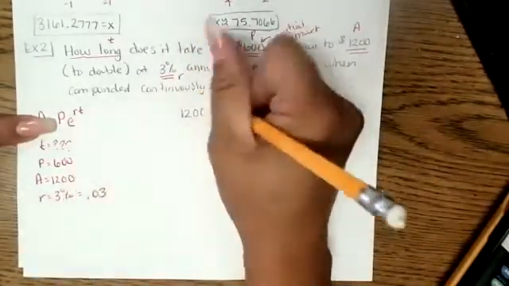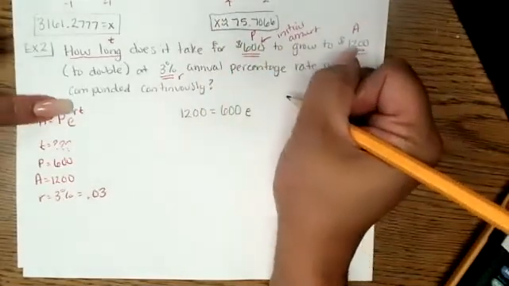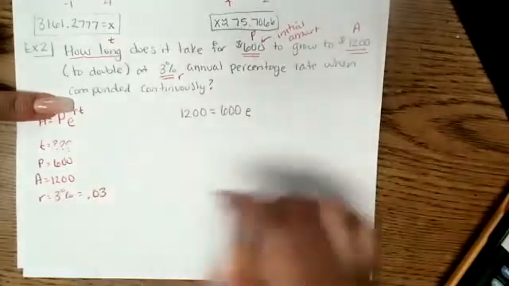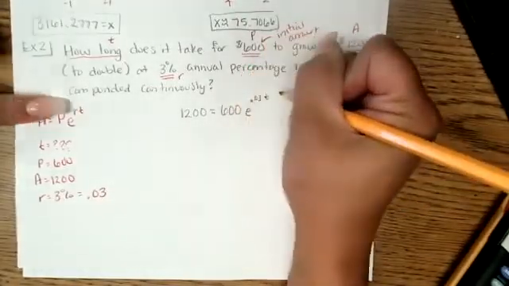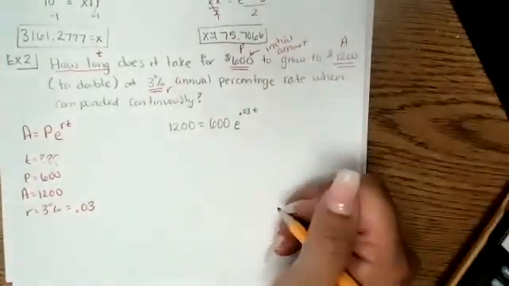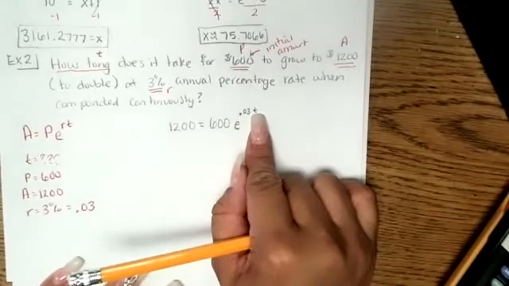P is going to be 600. E is a constant number. R is going to be 0.03, and then T is going to be the variable. You are solving for the variable. The variable happens to be the exponent.